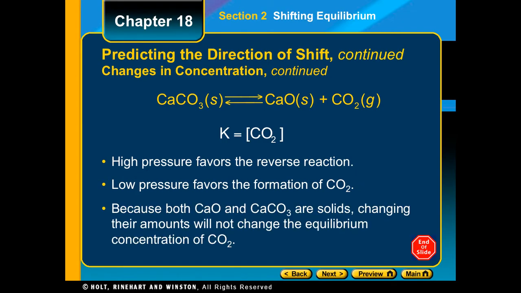Because both CaO and CaCO3 are solids, changing their amounts will not change the equilibrium concentration of CO2. But if we imagine that this is a gas and this is a gas, also changing the pressure will change the direction of the chemical reaction according to Le Chatelier principle.